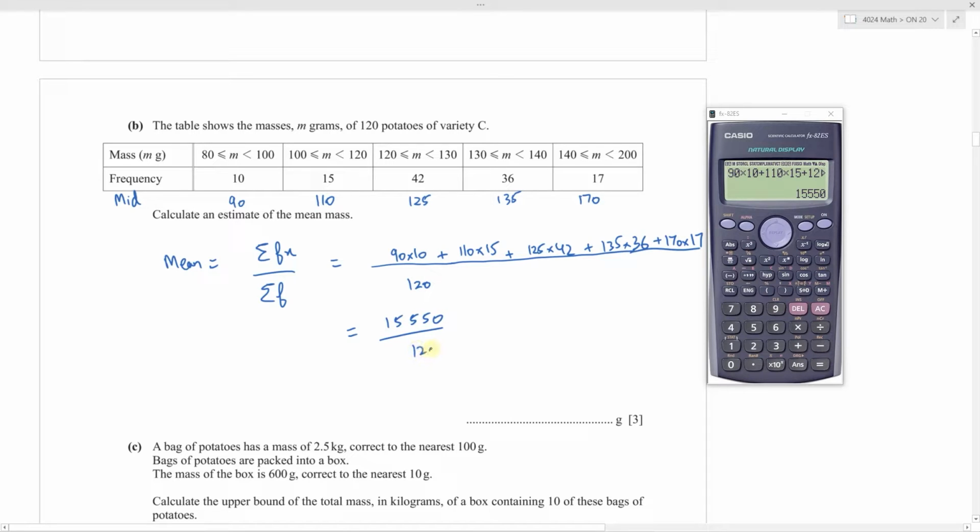So this is 15550 divided by 120, which will be 129.583. And then since this is 3, 3, 3, and so on, I can write it up to three significant figures. So 1, 2, 3. This 9 will be rounded up to 0 because the next value is 5. So this will become 130. So your mean value is 130 gram.